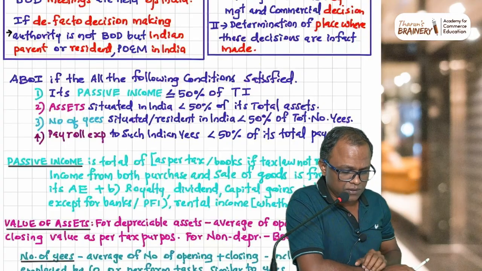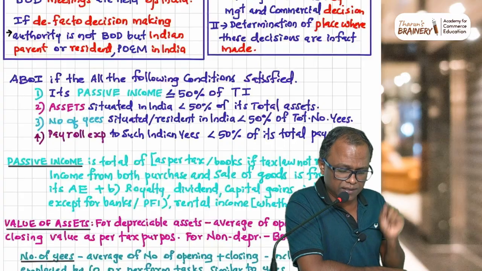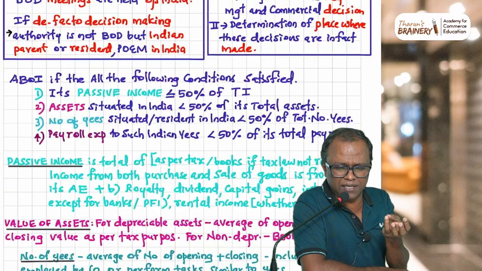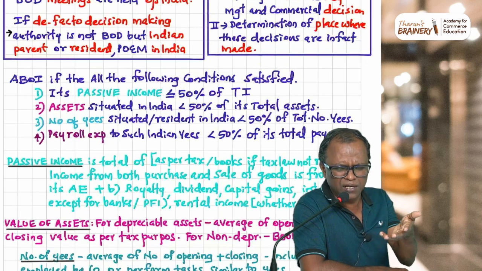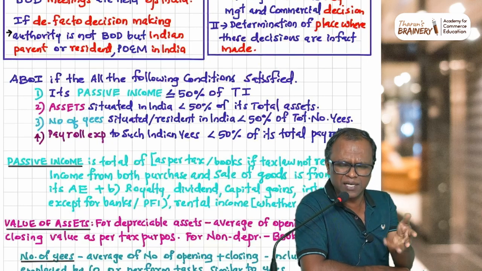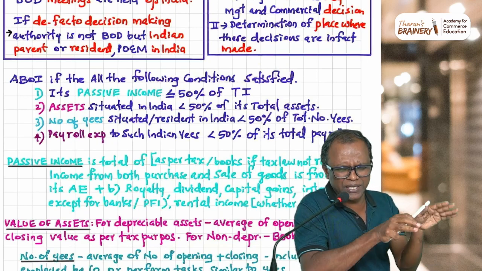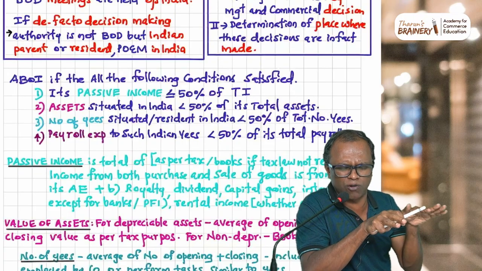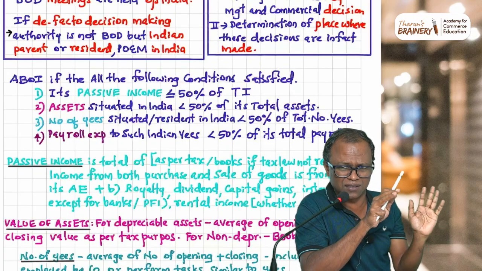Okay. Now, what is passive income? So passive income they are defining. Basically, passive income and active income. What's the difference? Active income means we have to actively carry out certain operations, and from that we get the income. That is active income. Passive income means non-active operations, you simply invest and you will get the return. So that is passive income.